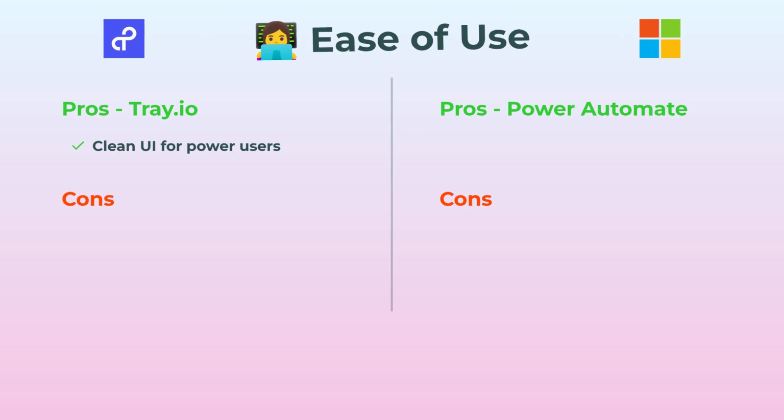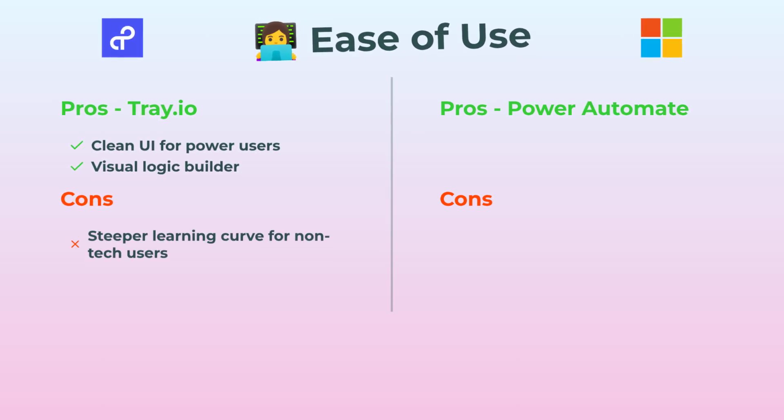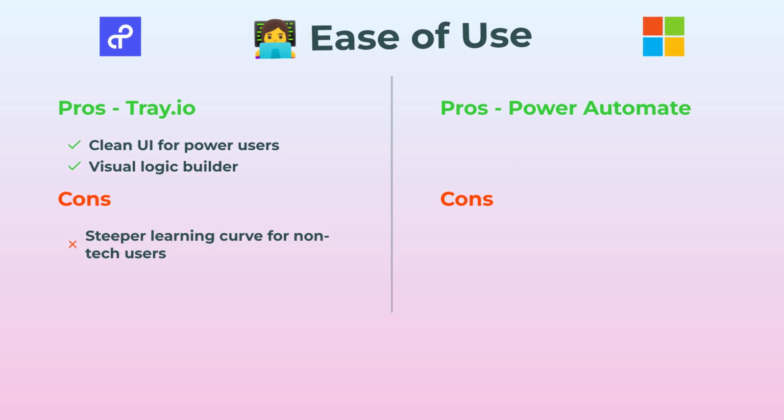Ease of use? Okay, I have thoughts. Tray.io shows up with a super powerful interface. Honestly, it's pretty sleek, but it definitely assumes you know a thing or two about automations. If you're not technical, get ready for a learning curve.